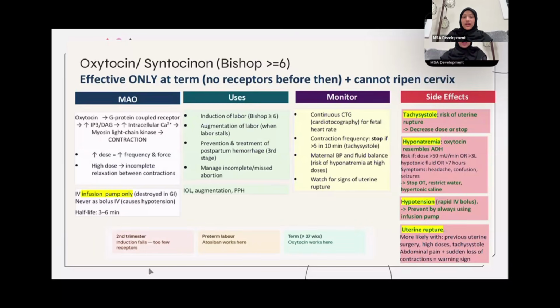Okay, so here's another picture to show you that the oxytocin drugs only work at term. Atosiban, which is an oxytocin antagonist to stop labor, can work at preterm because there are slight receptors, right? So it can stop the labor from happening. But generally, oxytocin for labor works after term.